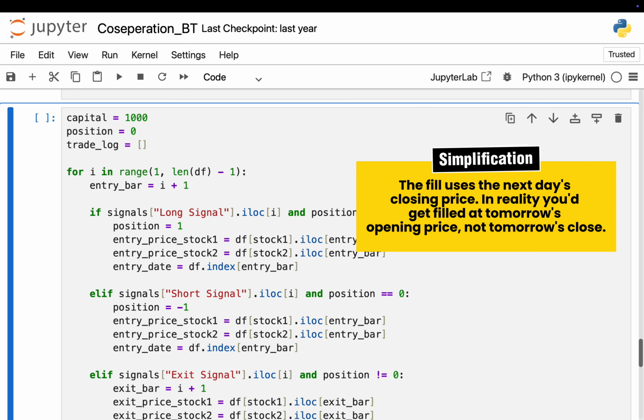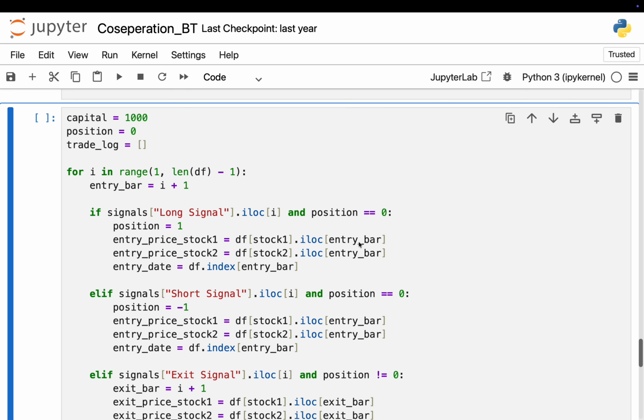Simplification, therefore: fills use next day close instead of next day open. The proper fix, super straightforward, is to download open prices alongside close prices, then use df open of whatever stock, iloc i+1, for all entry and exit prices instead of the close. We skip this here to keep the notebook working with a single price data frame. The 1-day delay is already in place. Open versus close is a smaller secondary correction.